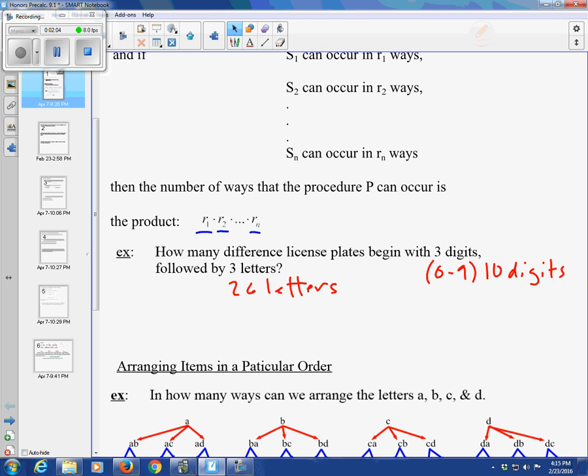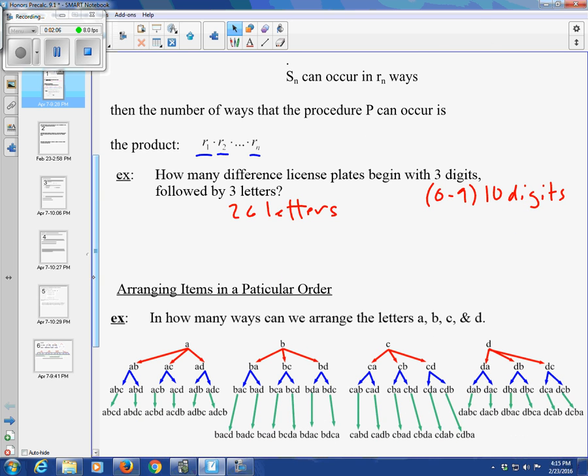So right here, let's set this up. We are going to have stage 1 of our process being selecting the first digit. Stage 2 would be selecting the second digit. Stage 3 would be selecting the third digit, right? And then we're moving on to our letters. So stage 4 would be selecting the first letter. Stage 5 would be selecting the second letter. And finally, stage 6 is selecting that third and final letter.